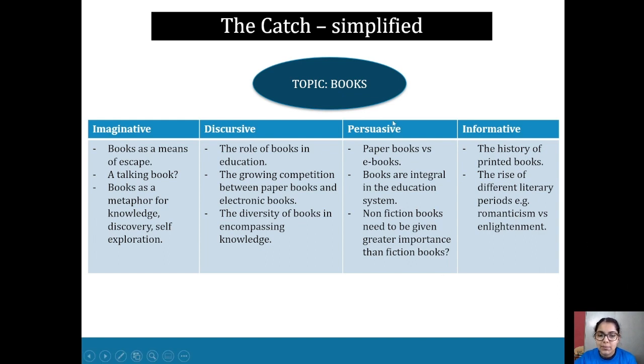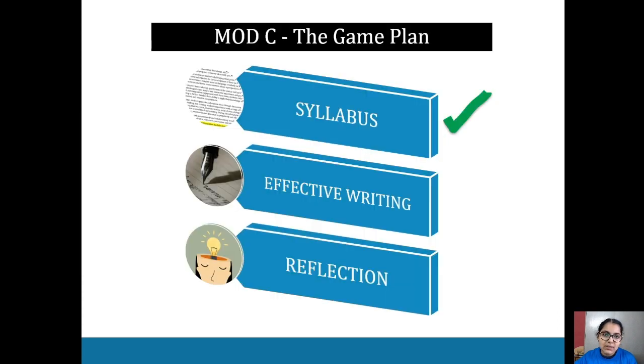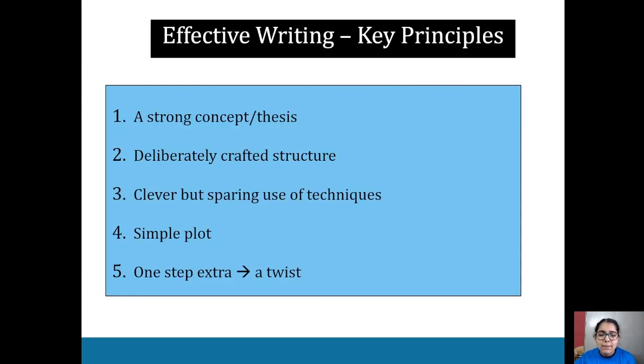So now, in persuasive, you may talk about paper books versus ebooks. I may say paper books are still awesome, better than ebooks. Books are integral to the education system. Non-fiction books need to be given more importance. So any topic, but I'm arguing for my point here. And then informative, it's about fact, it's about information, so I may talk about the history of books, or the rise of different contextual literary periods. So basically, hopefully this paints for you the differences between each type of writing. If you've got any specific questions, please pop them up.